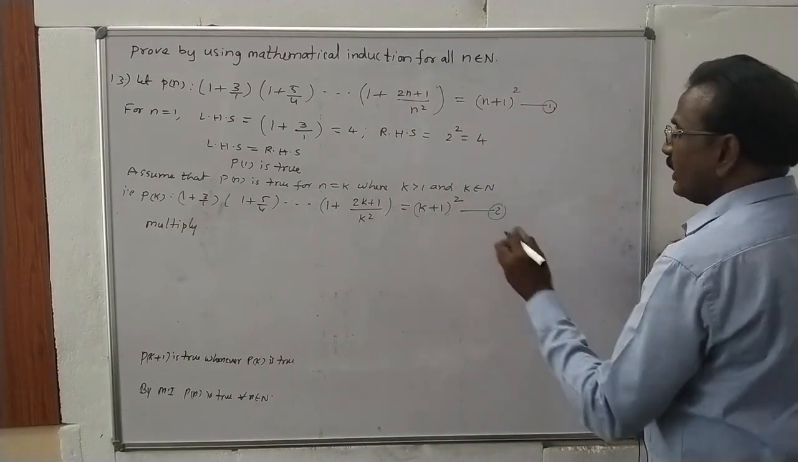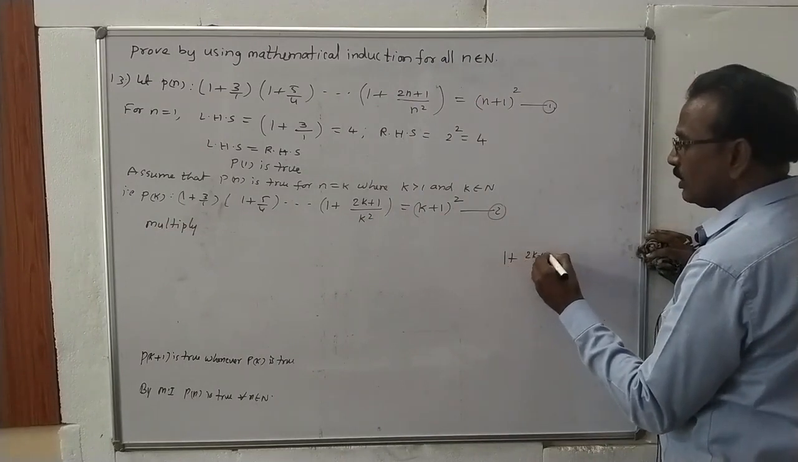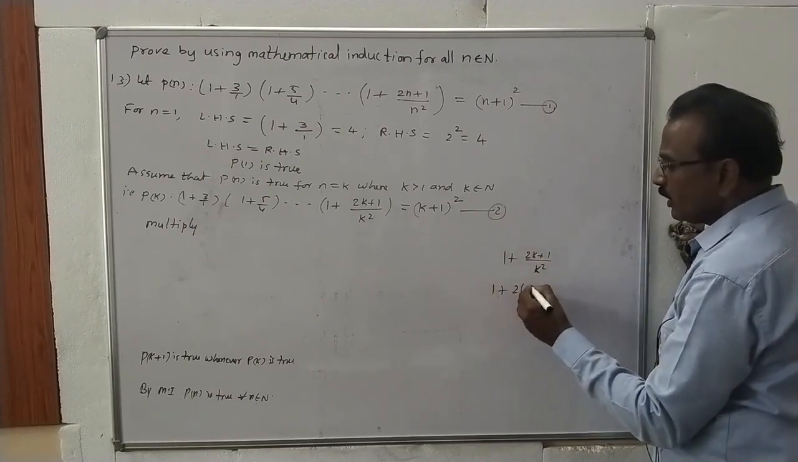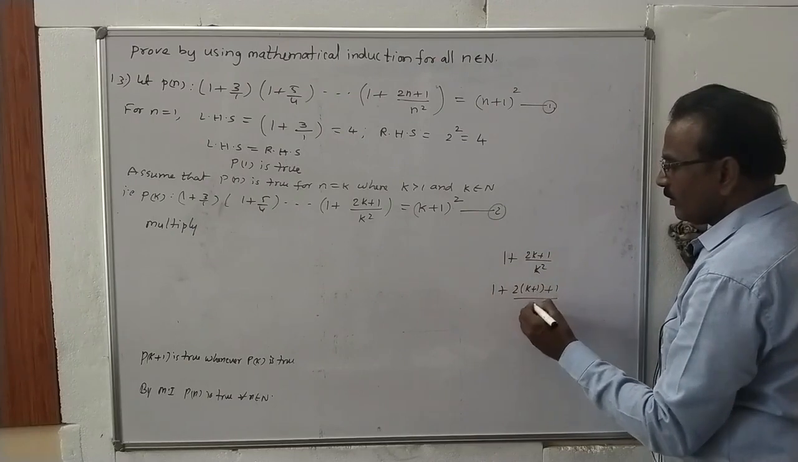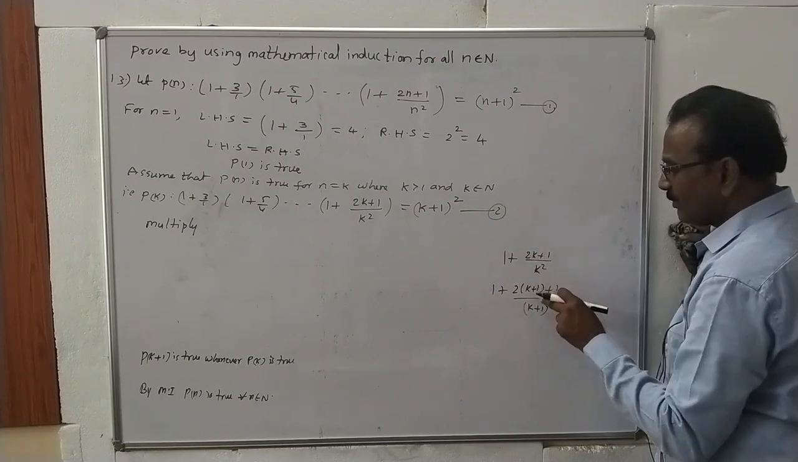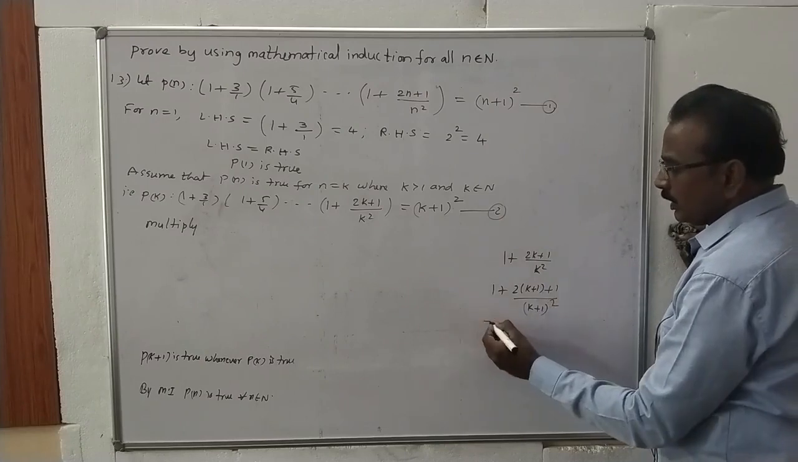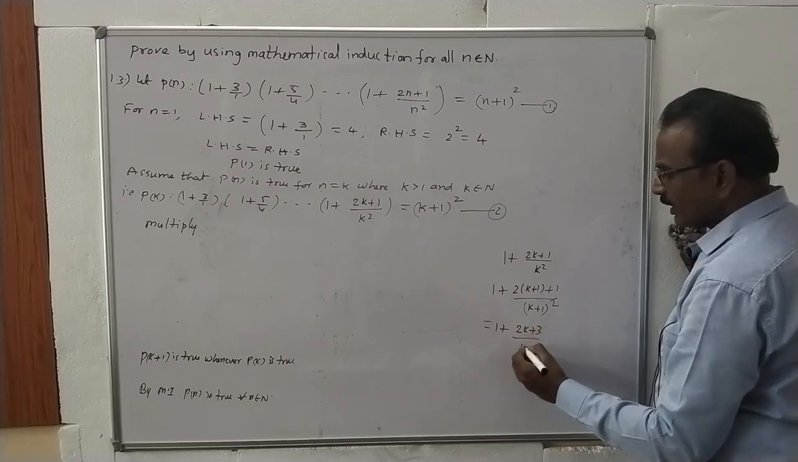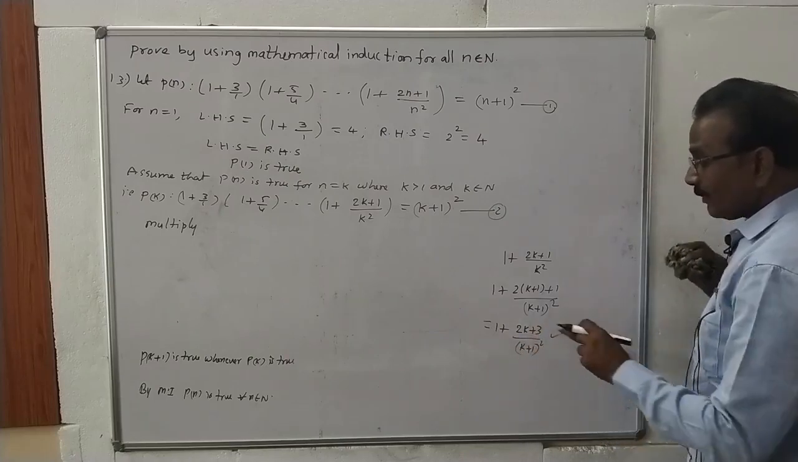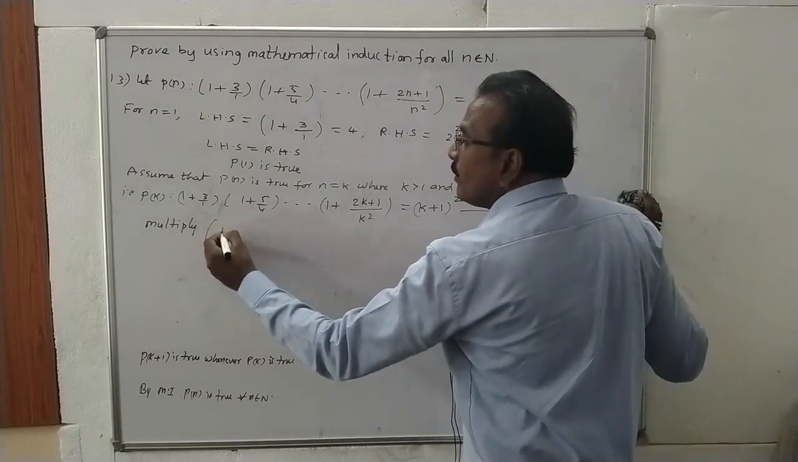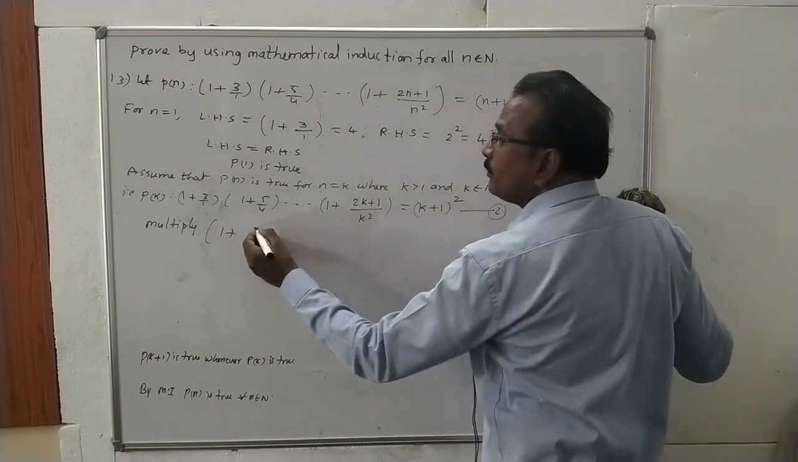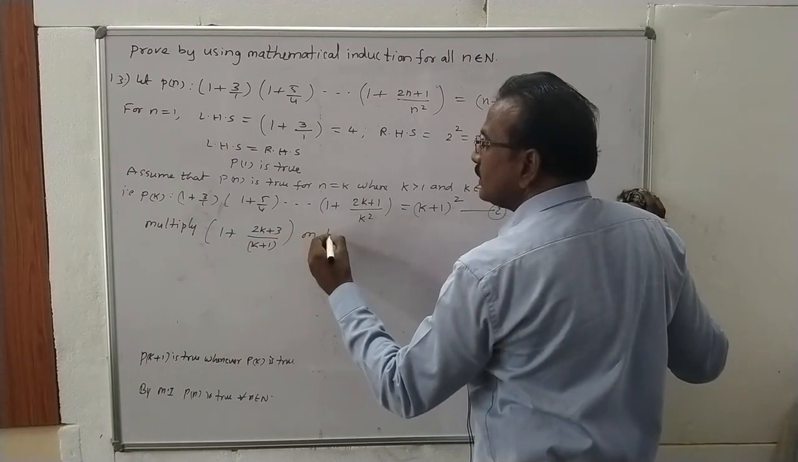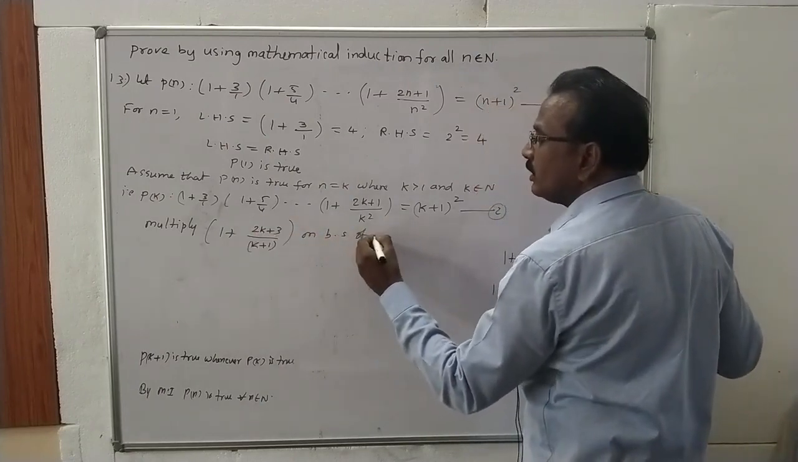Here, first identify the kth term, 1 + (2k+1)/k². Just replace k by k+1. That is 1 + 2(k+1) divided by (k+1) whole square. Wherever k is there, place k+1. That is 1 + 2k + 2 + 1, that is 2k + 3 divided by (k+1) whole square. Multiply this term on both sides of equation 2: multiply 1 + (2k+3)/(k+1)² on both sides.